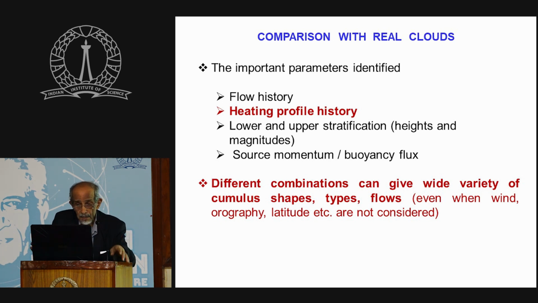So the conclusion we come to is that the important parameters are, I think the most important is probably the heating profile history and the flow history, stratifications, and the momentum and buoyancy fluxes in the flow. Using these quantities, you can make other length scales for it, but I won't go into that. So different combinations of these can give and do give a wide variety of cumulus types, shapes, flows, when wind, orography, latitude, and so on are not concerned. But if you concern them, the variety will increase actually even more.